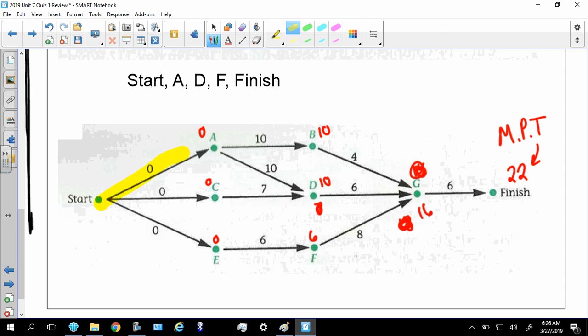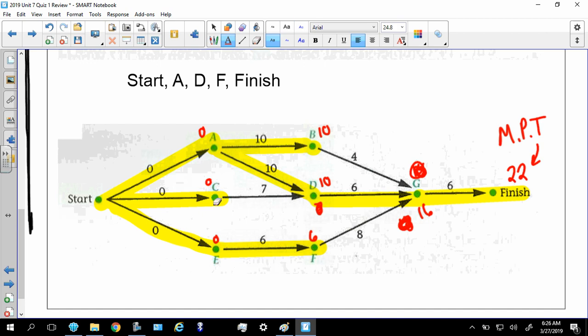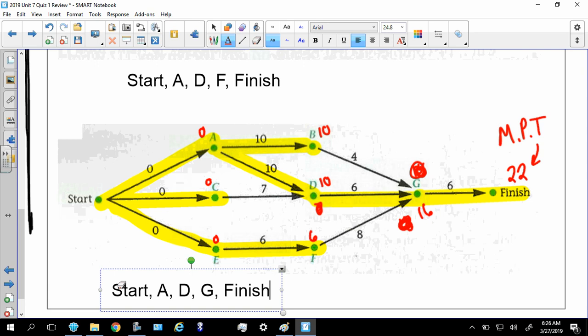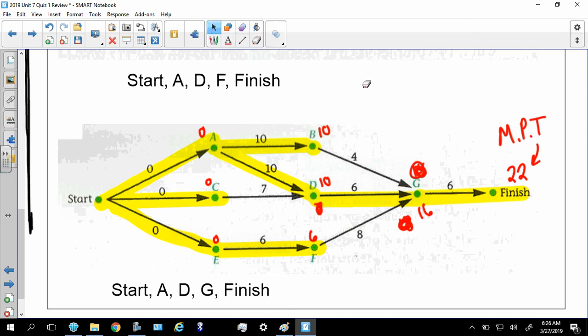So again, 0, 0, 0. All right, B right here became 10 because it came through A. D became 10 because it came through A. F became 6 because it went through E. Let's see. Oh, G here. How did that become? Oh, yeah, that way. And then lastly, all the way to finish. So on my test, I'm going to say my critical path is start, A, D, G, finish. Again, make sure you put your start, make sure you put your finish. A lot of folks mess up on that, and I lose a lot of ink marking because of that.